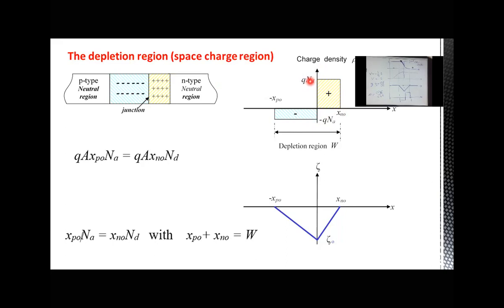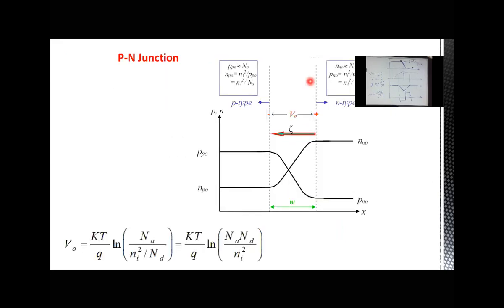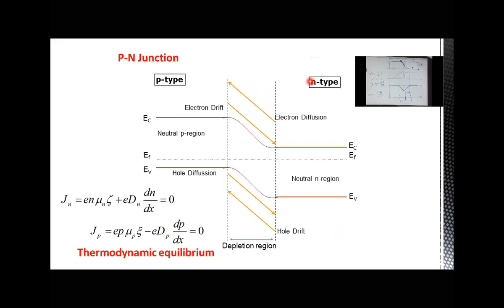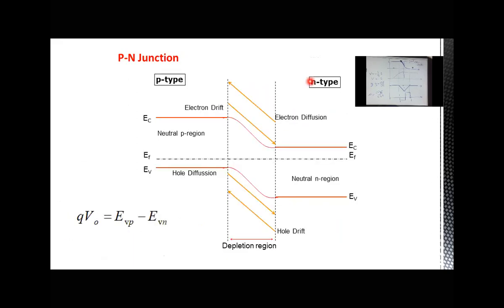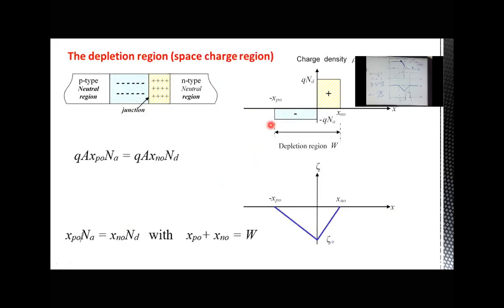But as we mentioned, we are under thermodynamic equilibrium, so the total current is equal to 0. That means the total charge accumulation in the p type should equal the total charge accumulation in the n type. Very simple. That's why we are using this very important equation. So this is simply the total charge. What is the total charge? It is Na times the region where we are talking about.